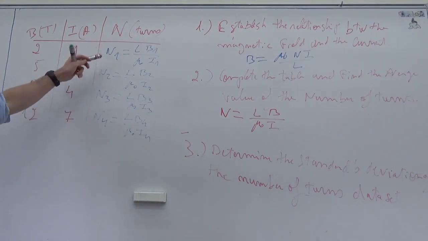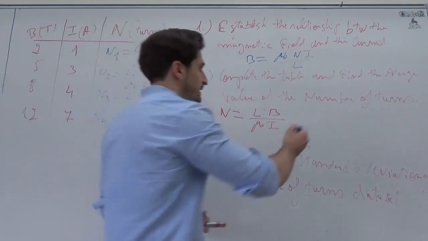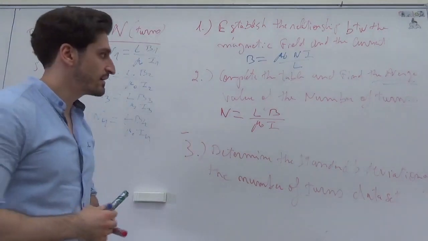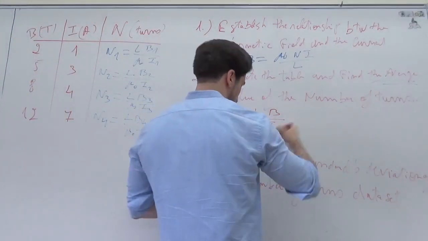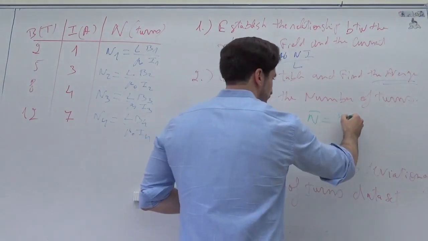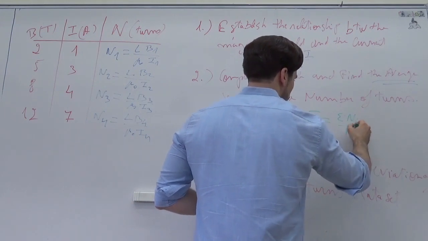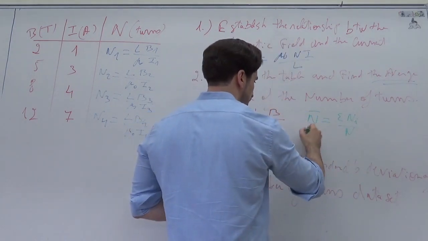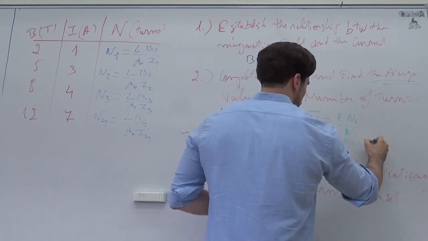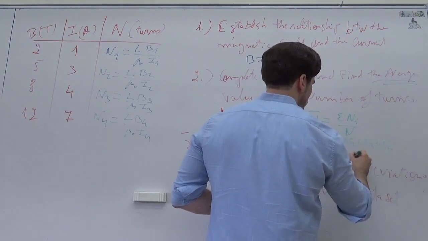After finding each individual value of the number of turns, what we are going to do next is to find the average value of the number of turns. In that case, the average value would be n bar equal to the summation of all the ni's divided by the total number of trials. So n bar is equal to n1 plus n2 plus n3 plus n4 divided by 4.